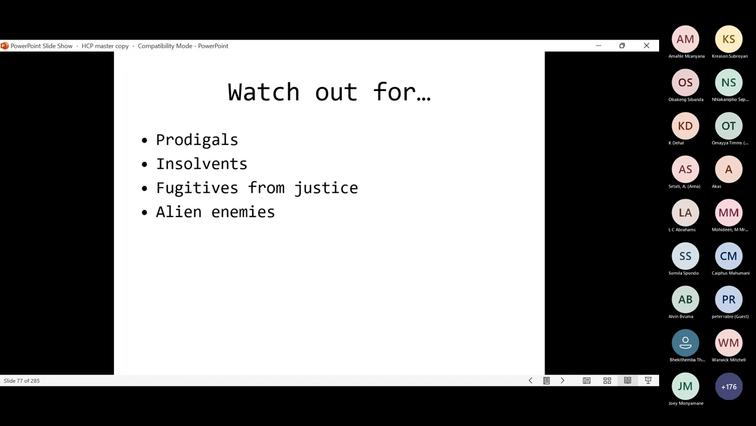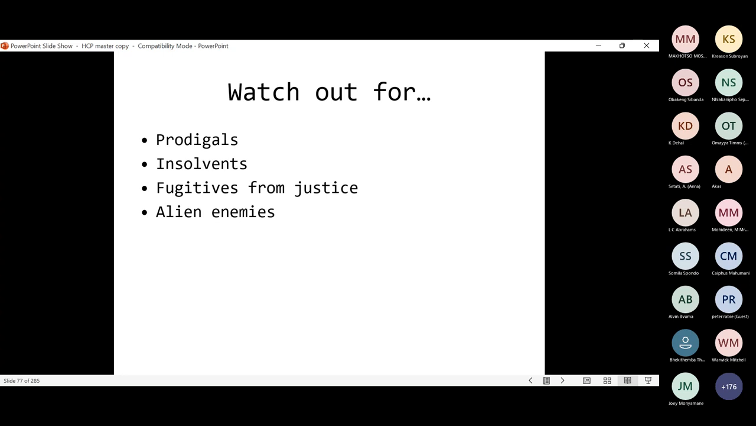Fugitives from justice: the person who the police are looking for, who is running away. You can't appear for him in a civil matter. You can't institute proceedings for that person. So if you find Mr. Bester, who is on the run, you can't have him. I don't know if you heard the crazy story about this person, Mr. Bester.